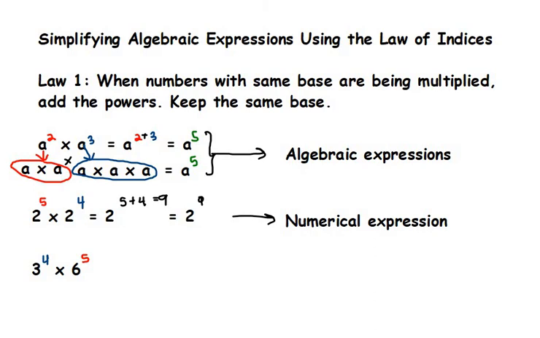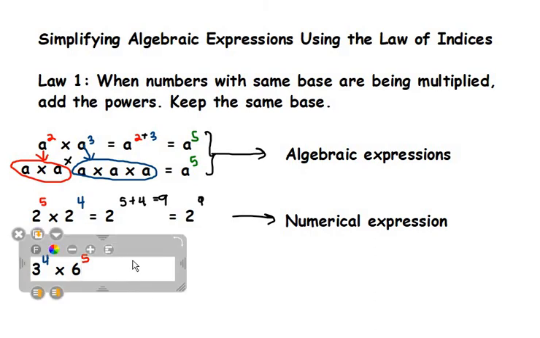So this would be incorrect. 3 times 6 is 18. And 4 plus 5 gives you 9. And if you were to check it in your calculator, if you find 3 to the fourth power and you multiply that by whatever number you get when you raise 6 to the fifth power, you would not get 18 to the ninth power. So that is a common misconception.